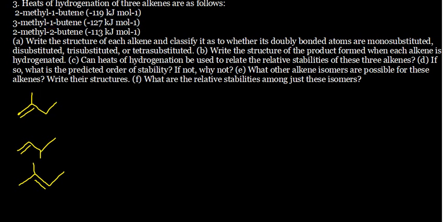Now let's classify them. Are they going to be monosubstituted, disubstituted, or trisubstituted? If we consider the first one, on the double bond, how many groups do we have? 1, 2. So we only have 2 groups, so this is a disubstituted. If we consider this other one, the double bond is here. How many groups do we have attached directly to the double bond? We only have 1 group. We don't consider the hydrogen. So this one is a monosubstituted. Consider the third one. 1, 2, 3 groups. So this one is going to be a trisubstituted.